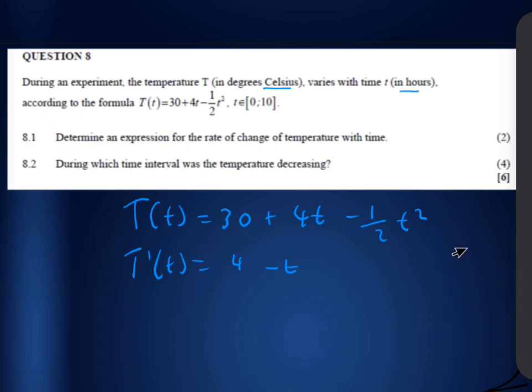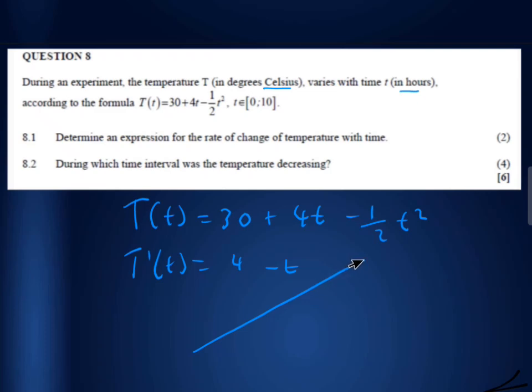Now they said, during which time interval was the temperature decreasing? You have to understand something about the first derivative. Remember, when something is increasing, the gradient is positive, right? And when something is decreasing, the gradient is negative. The first derivative actually tells us the gradient. So if the first derivative is positive, then we know that it's increasing. But if the first derivative is negative, then we know it's decreasing.